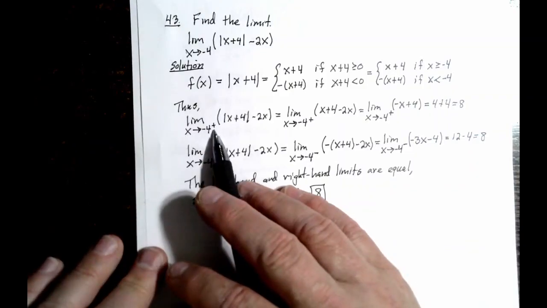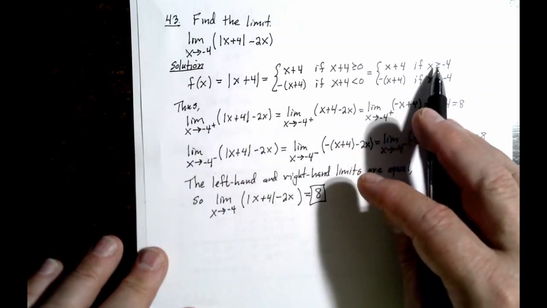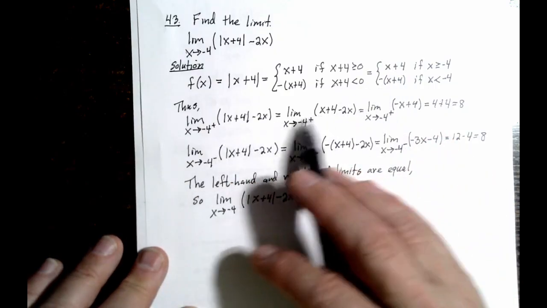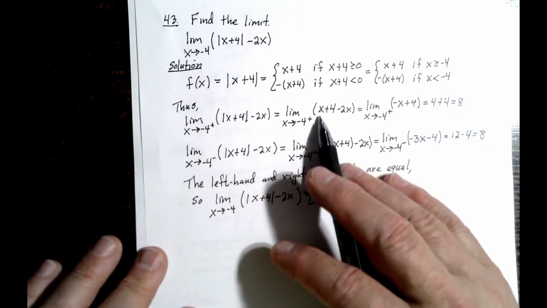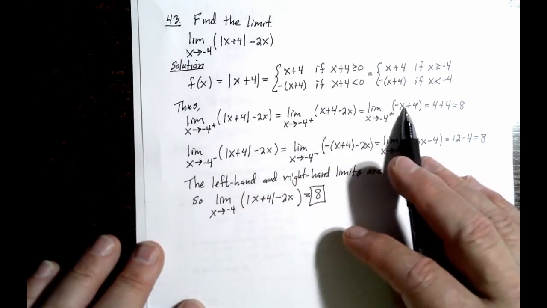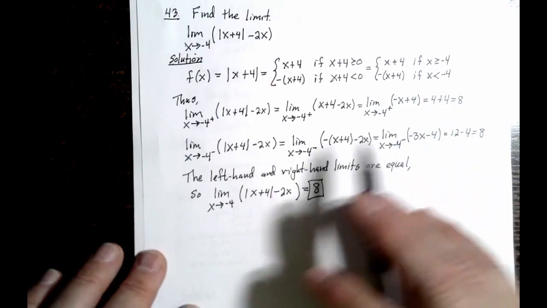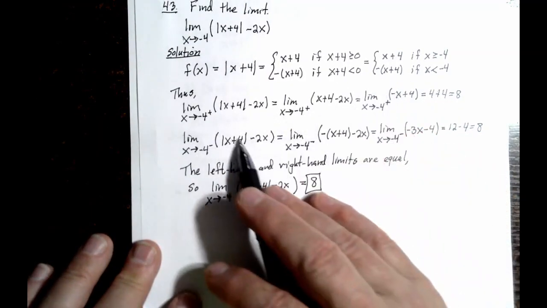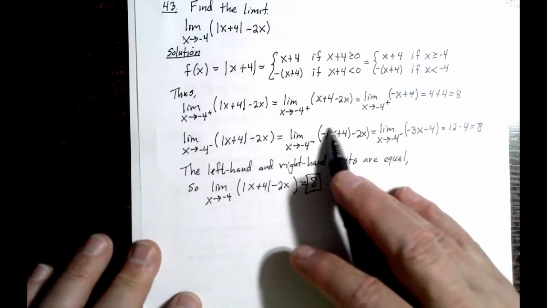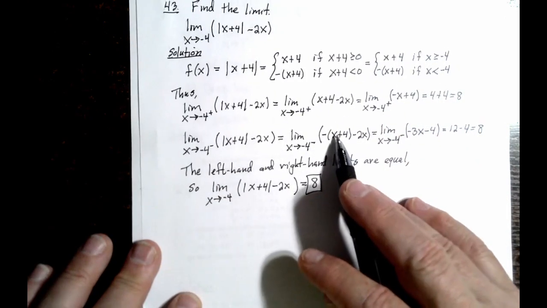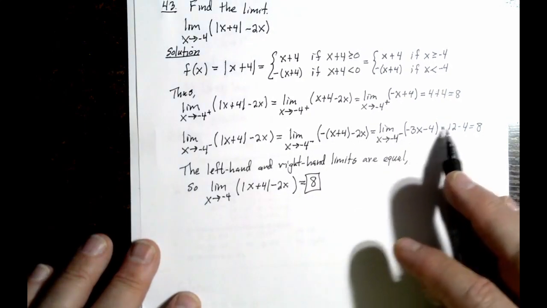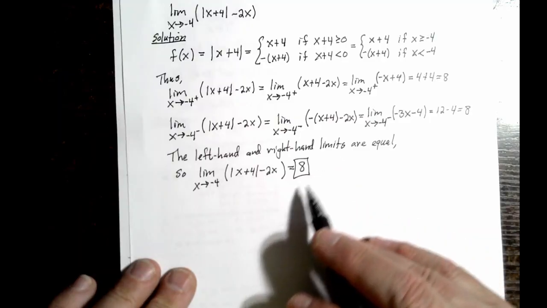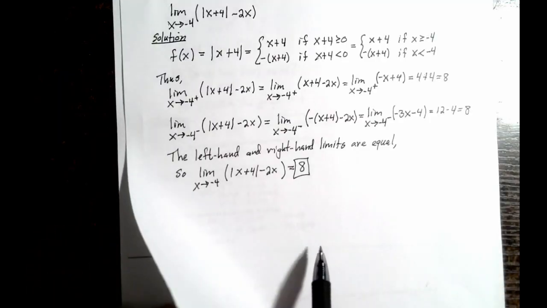So as you approach negative 4 from the right, greater than negative 4, in place of the absolute value of x plus 4, you're going to put in x plus 4. And that reduces, and you can do direct substitution, and you get your answer. Coming at negative 4 from the left, you're going to be using this one. And so you replace this absolute value with what it equals, this right here. And when you simplify, you get this, and now you can do direct substitution. The fact that the left and right hand limits are equal tells you that the limit exists and it equals 8.